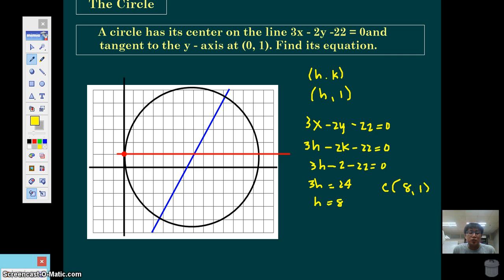So if the center is (8, 1), and this is the y-axis, then obviously the radius is 8. The standard form of the circle would be (x minus 8) squared plus (y minus 1) squared equals 64. That's it. So easy. Good.